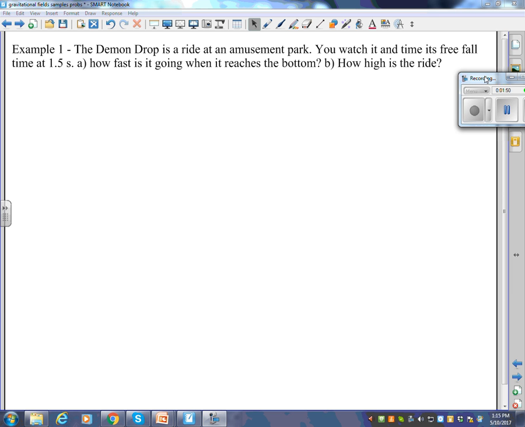So let's just go through this here. What do we know? Now, because it's vertical, you always know the acceleration is minus 9.8. It will very rarely come out and say that in the question, so that's just something you've got to know. a equals minus 9.8. And the free fall time is 1.5 seconds.